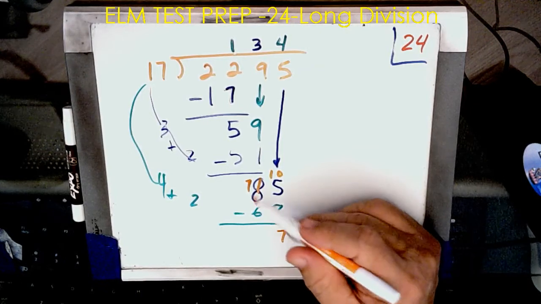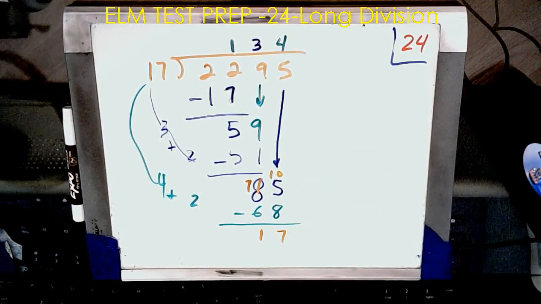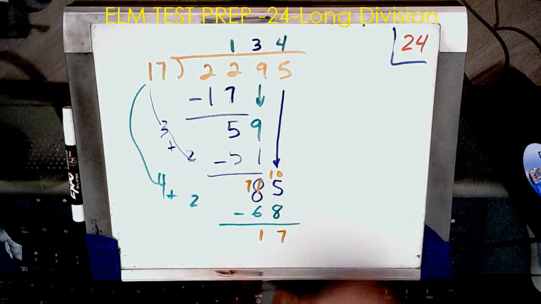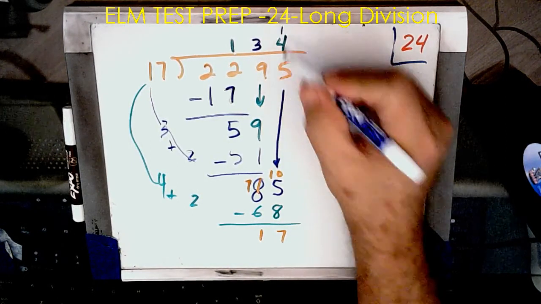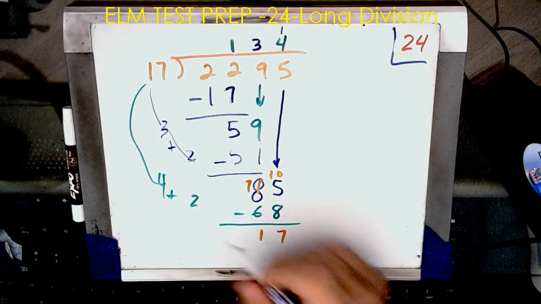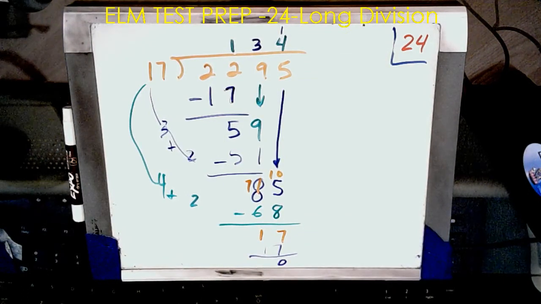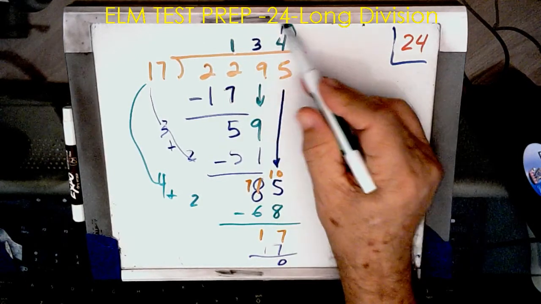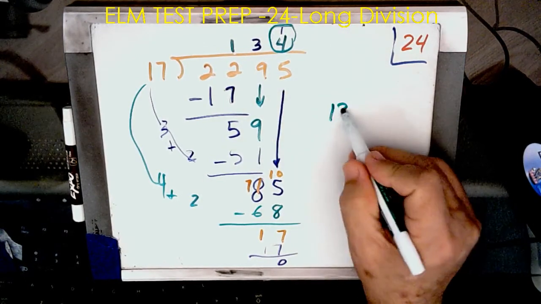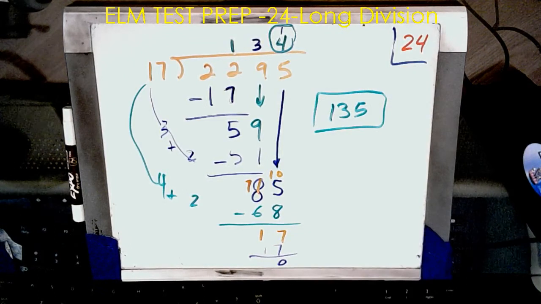So now 6 from 7 is 1, and I realize, oh yeah, I could have divided this by 5 the first time, but I'm going to go back and correct that. I'm going to put a 1 up here on top of that. 1 times 17 is 17, and now I have a remainder of 0. So I'm going to go back and look at my answer, my quotient here, 1, 3. I'm going to add those two terms. 135 is my answer.